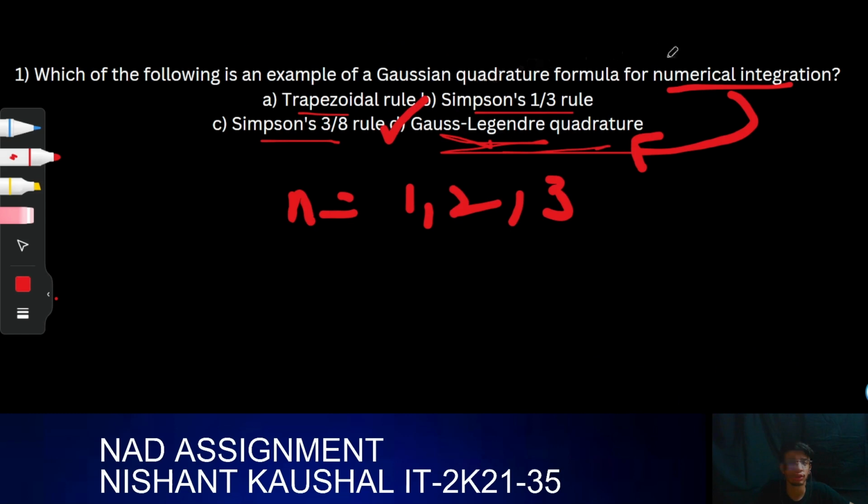So which of the following is a Gaussian quadrature formula for numerical integration? It will be the Gauss-Legendre formula.